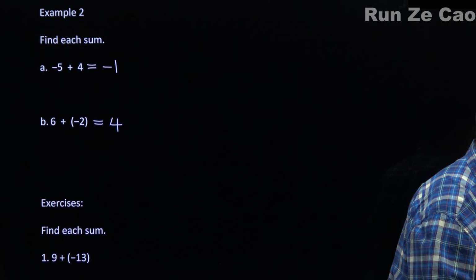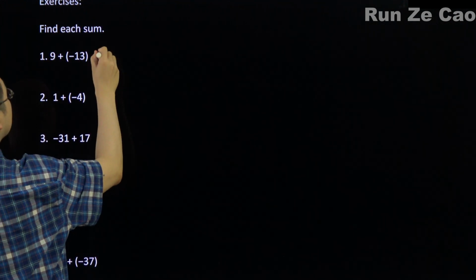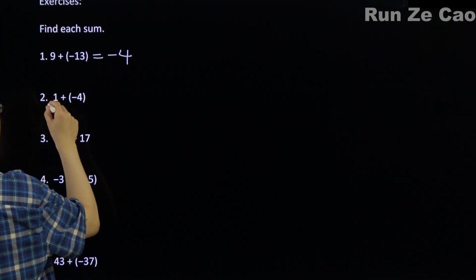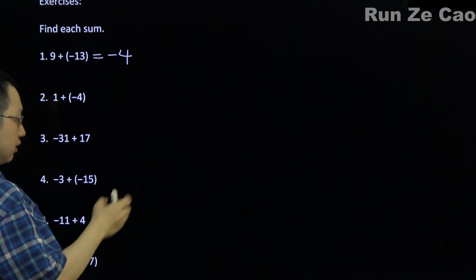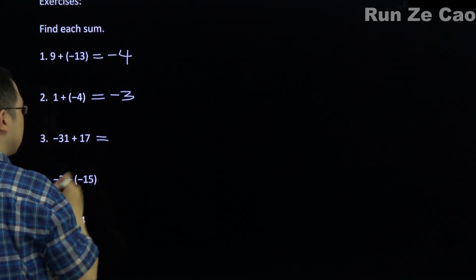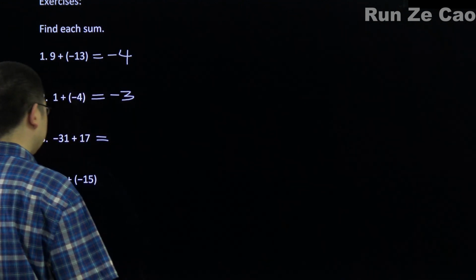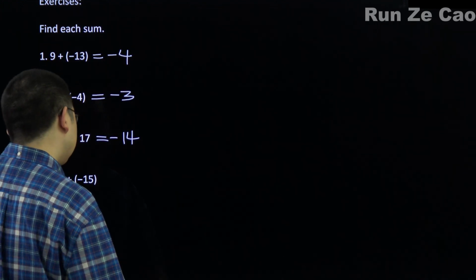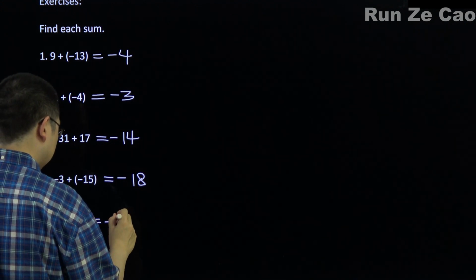All right, exercises. Find each sum. 9 plus negative 13. So positive 9 minus 13. That ends up pushing us to negative 4. Now 1 and negative 4. So 1 and then back 4 gives us, well, one of them cancels out. So we end up with negative 3. Negative 31 plus 17. What's 31 minus 17? 31 minus 17 is 14. So negative 14. Negative 3 plus negative 15, that's negative 18. Negative 11 plus 4, that's negative 7.